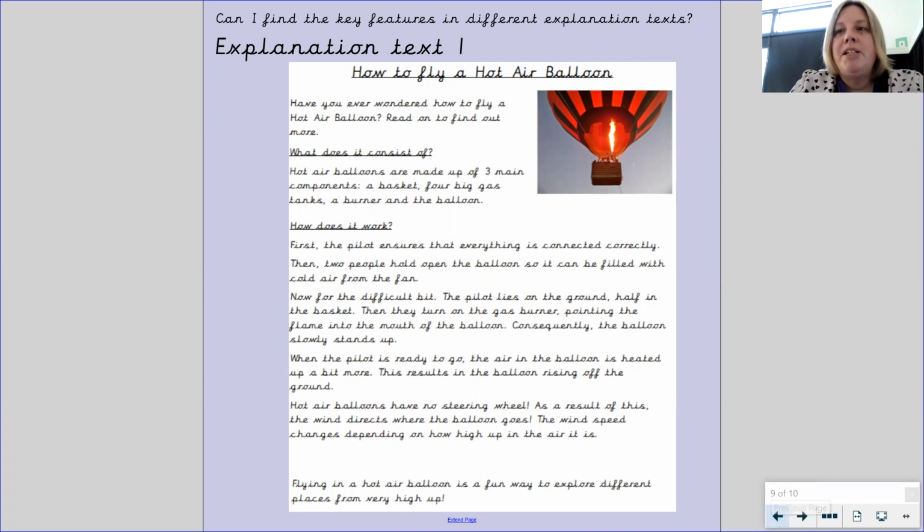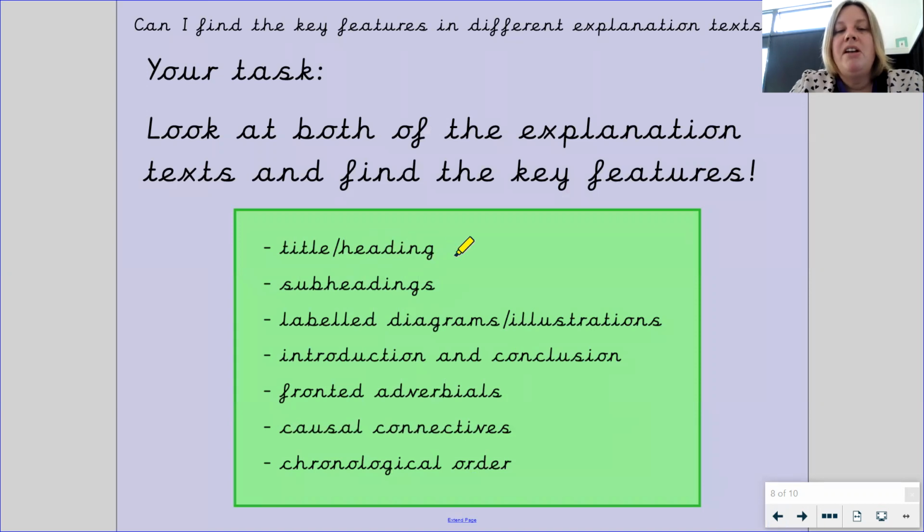So if that's the explanation text you've written, you would write the title of it next to title. Then here, where it says subheadings, you would find one of the subheadings. You would point to your grown-up where the label diagram or illustrations are. Then I want you to write the introduction and conclusion, find an example of a fronted adverbial, find an example of a causal connective, and then check to make sure that the report is written in chronological order.